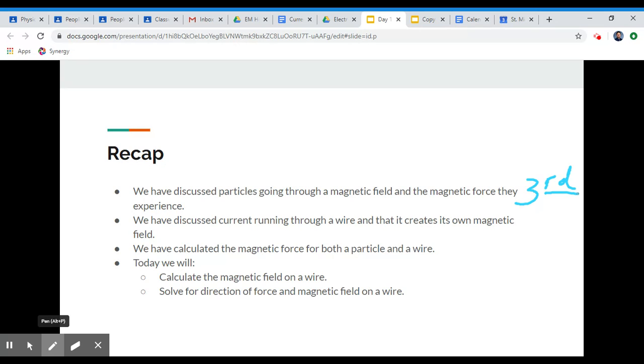And we talked about when you place a wire within a magnetic field, what kind of force that wire experiences, and that was using our second right-hand rule. And then today we're going to actually calculate the magnetic field that a wire produces, and you'll solve for the direction and force of that magnetic field.